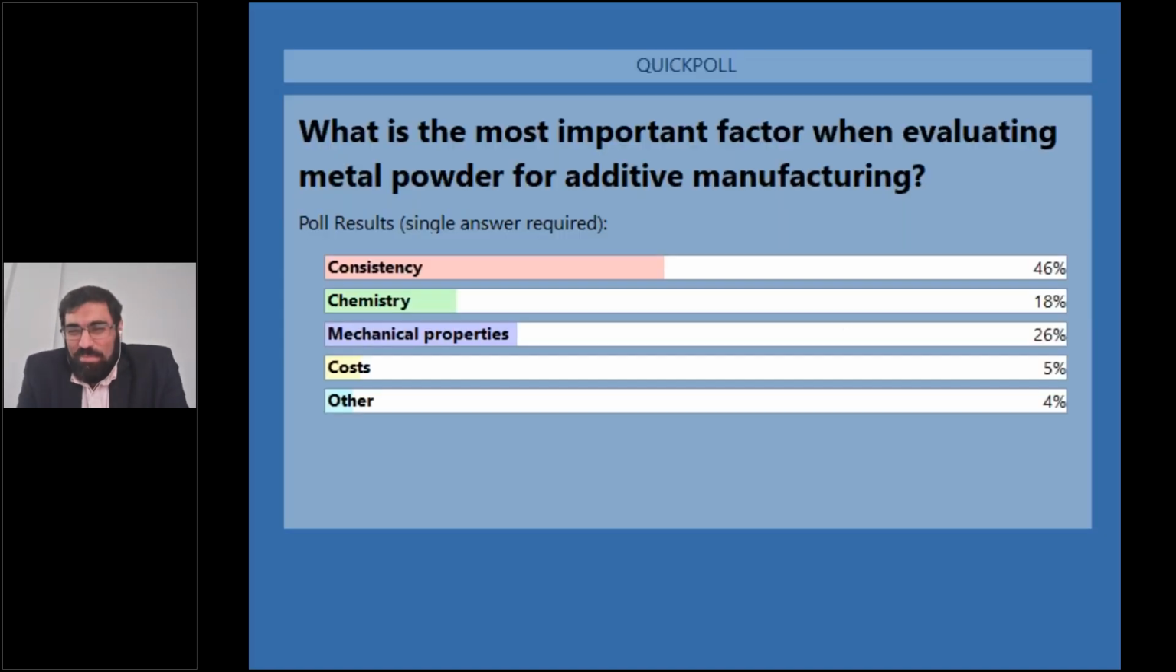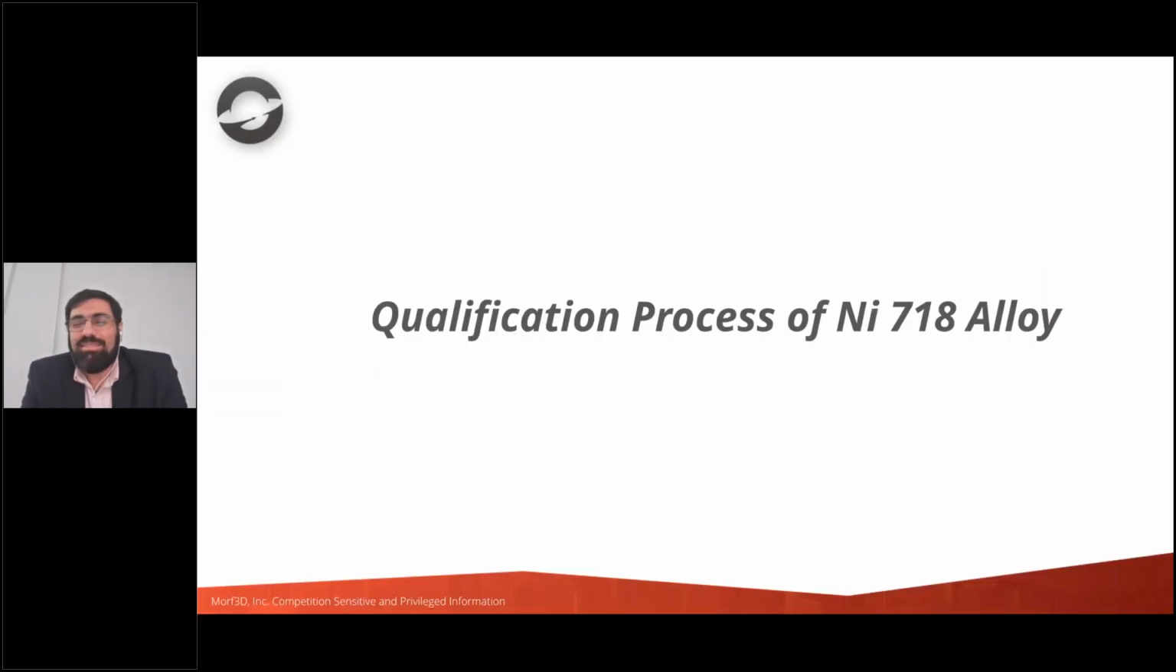So consistency at 46%, so far and away the most important factor, followed by mechanical properties at 26%, then chemistry composition. Cost is all the way down at the bottom there. Very interesting. And very few people filled out others, so this is a pretty good data set. Excellent. No surprise there. This is actually great, and this is how you will see the flow of the next few slides. So consistency is important, and that was our first question as well.